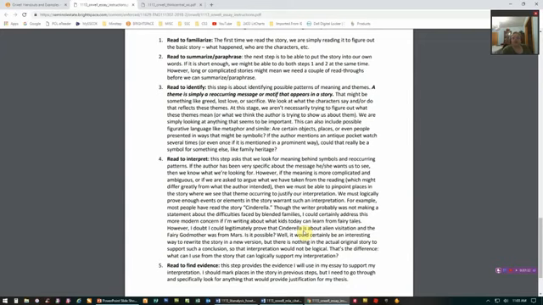Third thing, read to identify. And this is where we're going in, and now we've read it, we know what's happening in the story. We now can tell the story ourselves in our own language so we really get it, right? Now we're going to start looking at, okay, well, what are the things that are going on in the story?